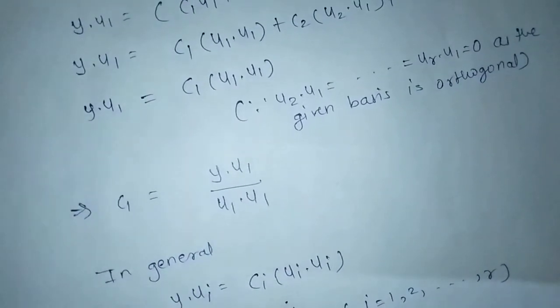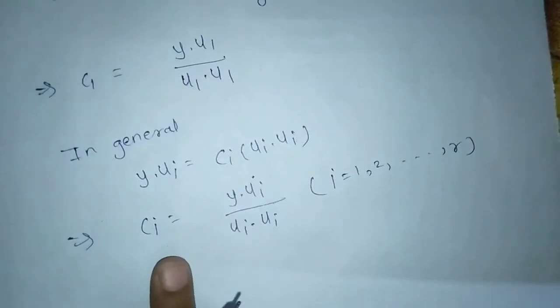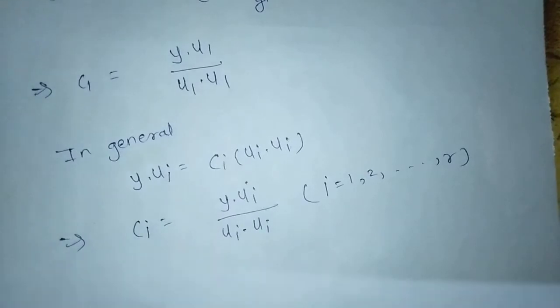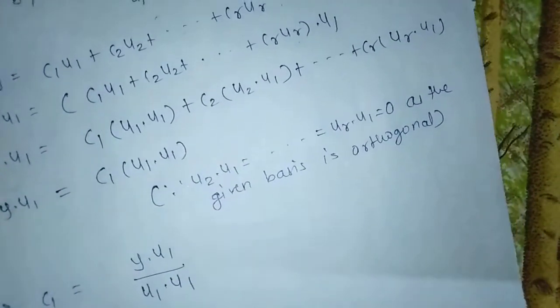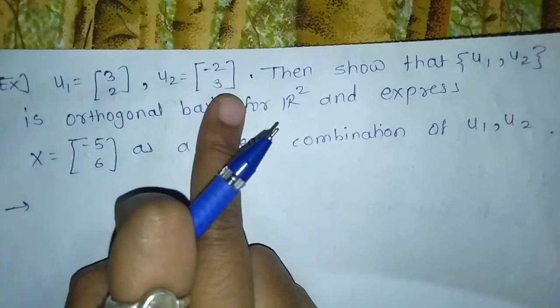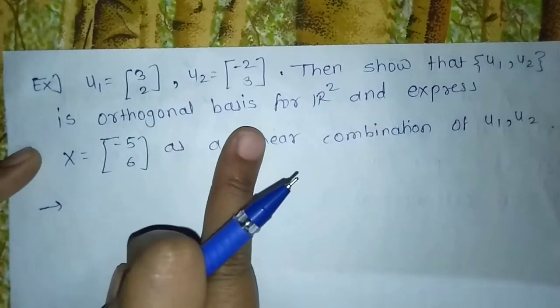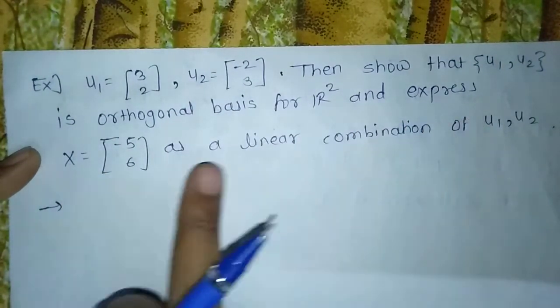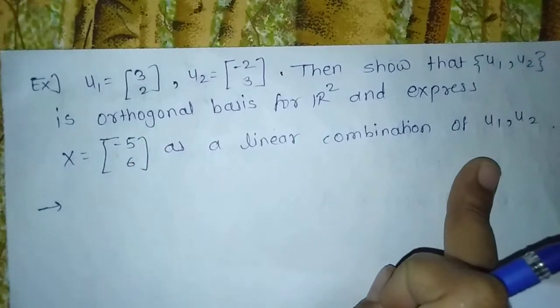Advantages of orthogonal basis is that we can easily find the weights Ci in the linear combination, otherwise we would have to solve a system of linear equations. Next example, u1 is equal to (3, 2), u2 is equal to (-2, 3). Then show that the set {u1, u2} is an orthogonal basis for R2 and express x is equal to (-5, 6) as a linear combination of u1, u2.